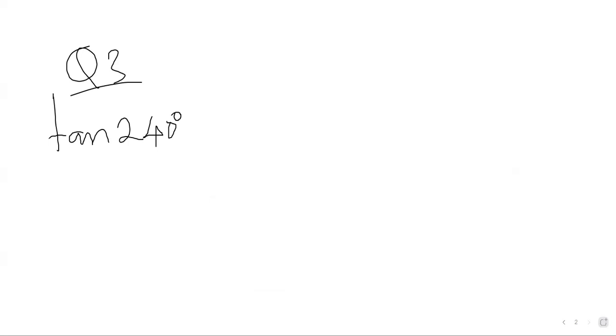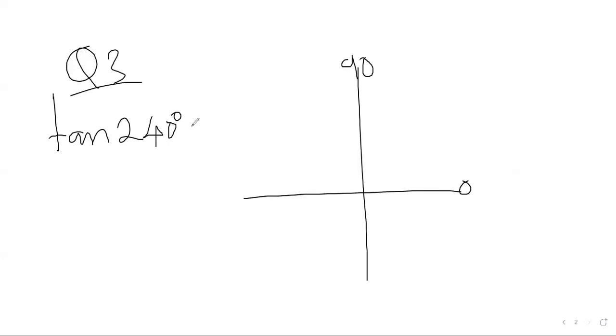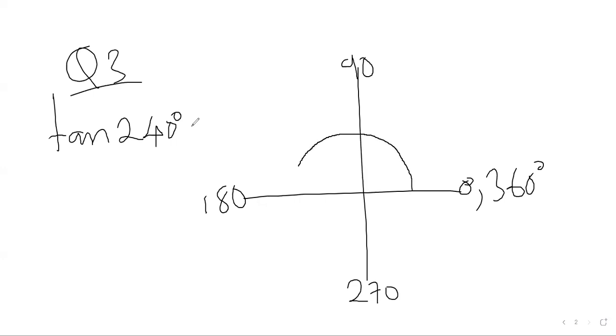So the best that we can do for this part here is to express 240 degrees to its corresponding reference acute angle. 240 is actually in the third quadrant. So that is 270 degrees and that's 360 degrees. You always start moving from 0 and you move anti-clockwise. So that is 180, meaning that 240 is going to be somewhere here.